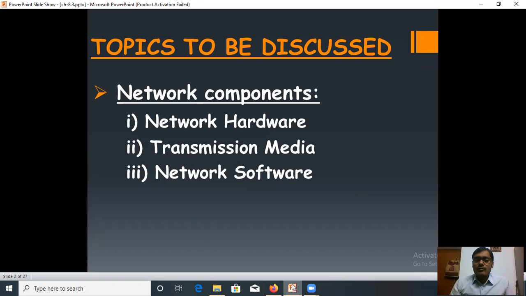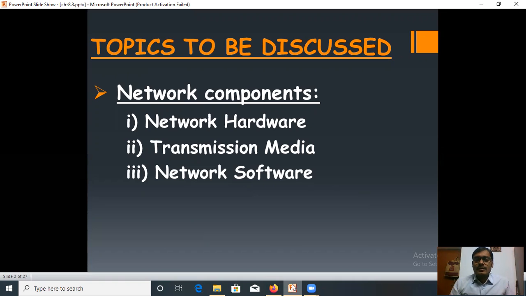What type of wire you require for giving connections to different computers. Okay, either you can connect different computers through wired media or wireless media. What type of transmission media you have to require? Third thing, network software.